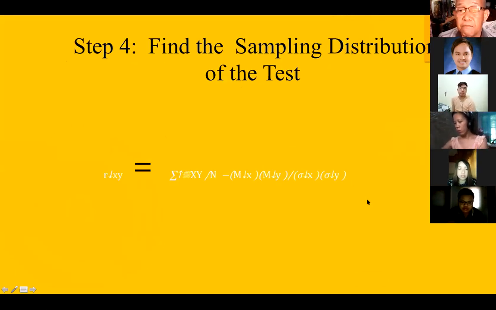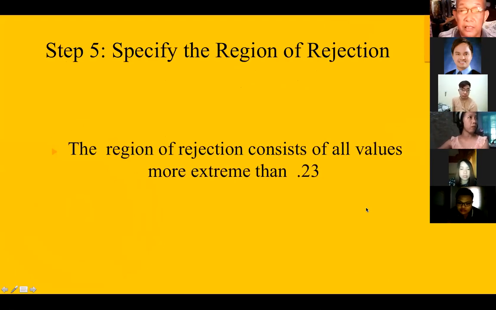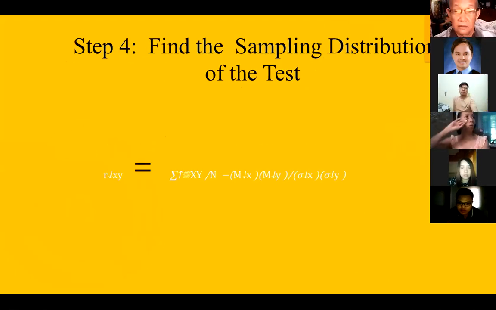There. Find the sampling distribution. The formula is a bit blurry in the writing here. But in my paper, I don't know. There is a sampling distribution. The sampling distribution is supposed to read: the correlation of xy is equal to the numerator, summation of xy over n minus the mean of x times the mean of y, and then the denominator is the standard deviation of x and the standard deviation of y. Okay. Next slide, please. Step 5.